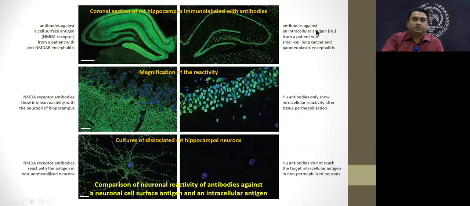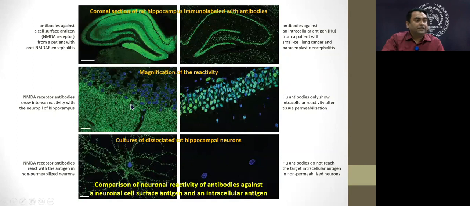Now, the same thing in a little more detail: one side shows labeling in a cell surface antibody mediated illness, and the other side shows how it is with an intracellular antigen with the antibody against it. These are all rat hippocampus immunolabeled with antibodies. On this side, you have a sample from a patient who suffers from NMDA encephalitis, whereas this is from a patient who had a paraneoplastic illness, which expresses an anti-Hu antibody.